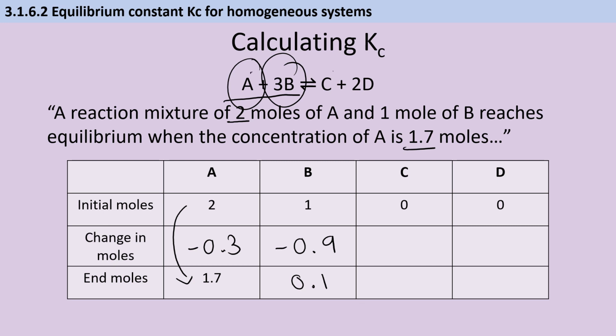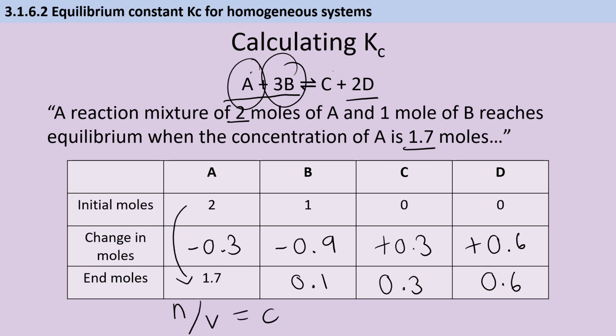Then A and C are in a 1-to-1 ratio, so if I've used up 0.3 of A, I'm going to make 0.3 of C, and I've got twice as much D, so I'm going to be making 0.6 of D. So I'm left with 0.3 moles of C and 0.6 moles of D. Then my final step is that I need to take each one of those sets of moles and I need to convert it to a concentration by doing the moles divided by the volume.